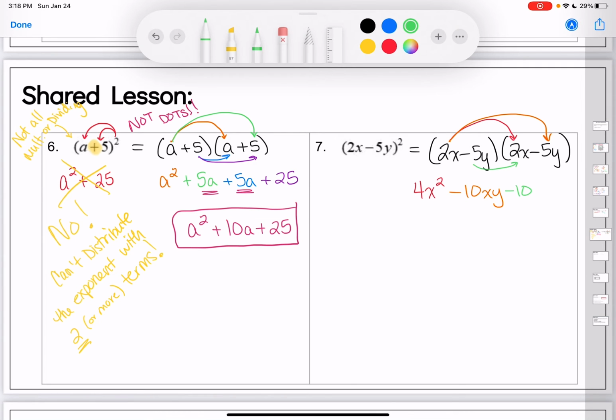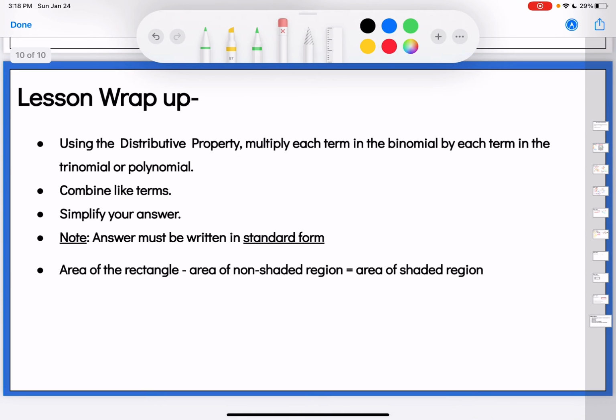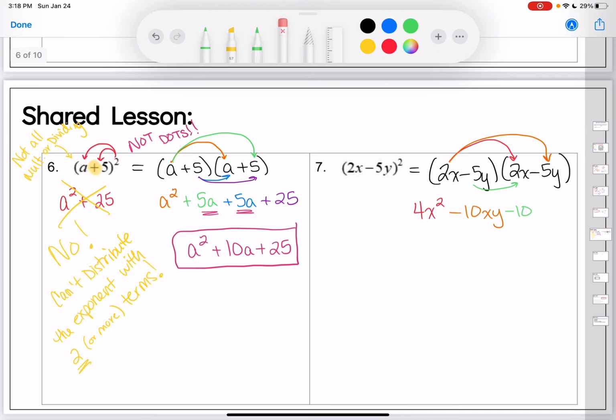Now you could write yx, xy, both the same things, right? I tend to write my variables in alphabetical order, so I'm going to say xy for both of them. Negative 5y times negative 5y is plus 25y squared. Oh, I ran out of room there. Let me scooch this over a little bit.